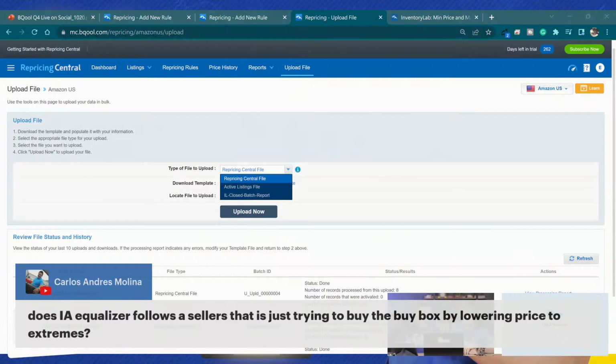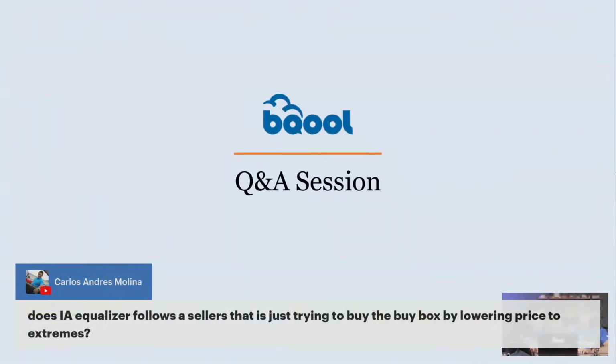Now it works more like a match buy box strategy. So it would match the buy box, and then try to raise the price by certain amounts. It's good for replens, and it's a good place to start when you're using the AI equalizer. So we do recommend that. Now, for even better performance, you could use the conditional repricing depending on the quantity as well. Yeah. So let's go into the next question that we have here.